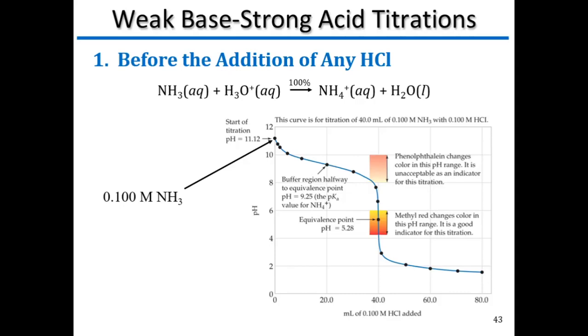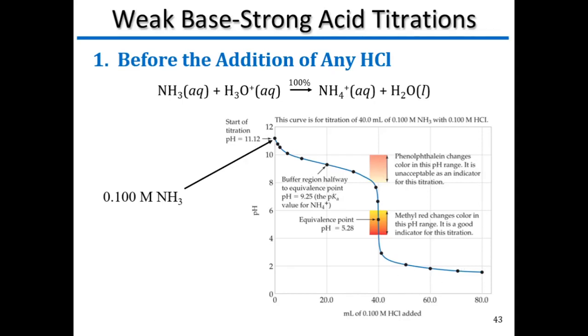Well, what if instead we were starting from a basic pH? In other words, the acid would be in the burette and the base would be in the flask. So we would start from a basic pH and we would go down in pH. But notice we still have the same shape. Okay, it's just decreasing instead of increasing in pH. But you have all the same points.